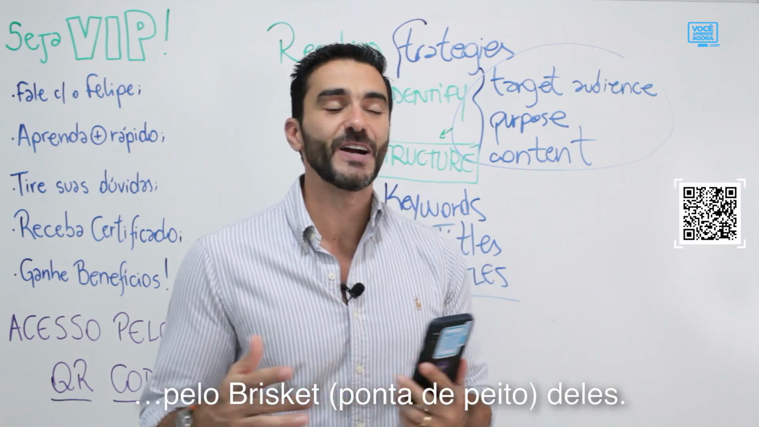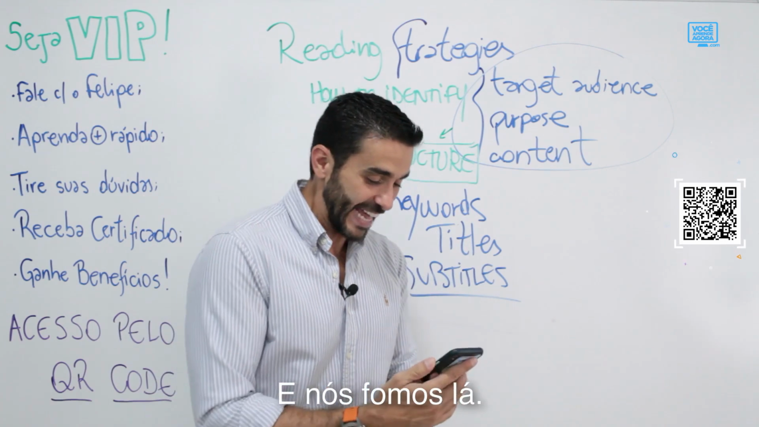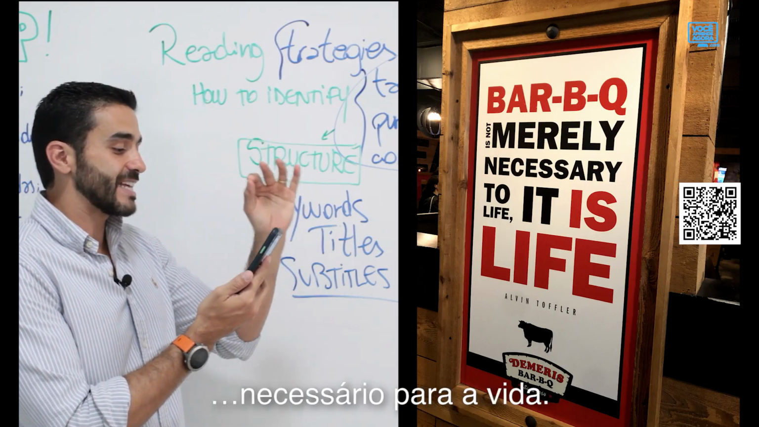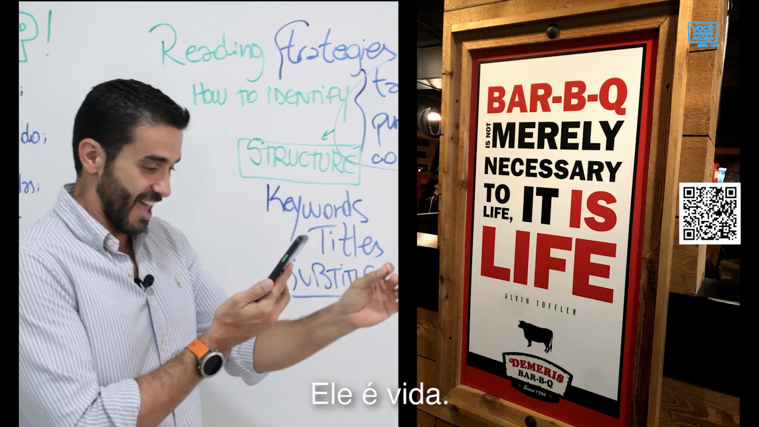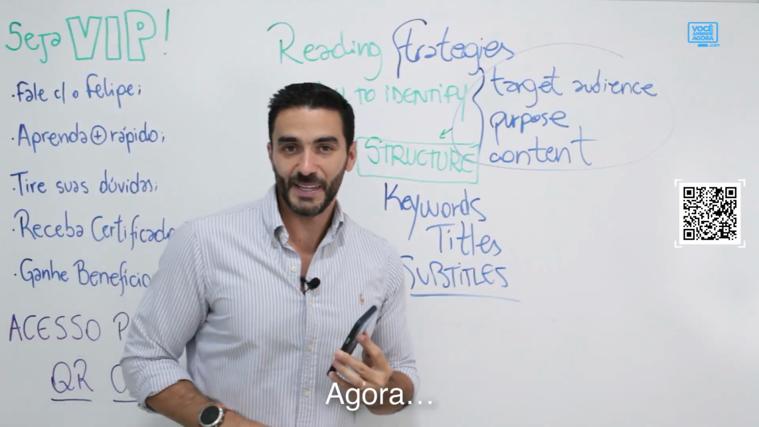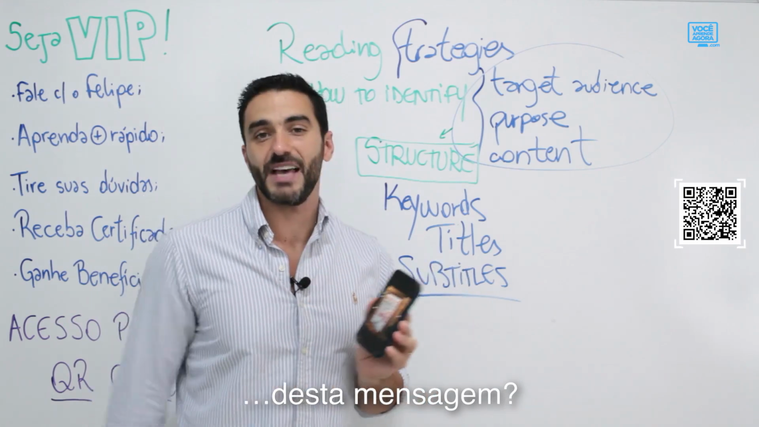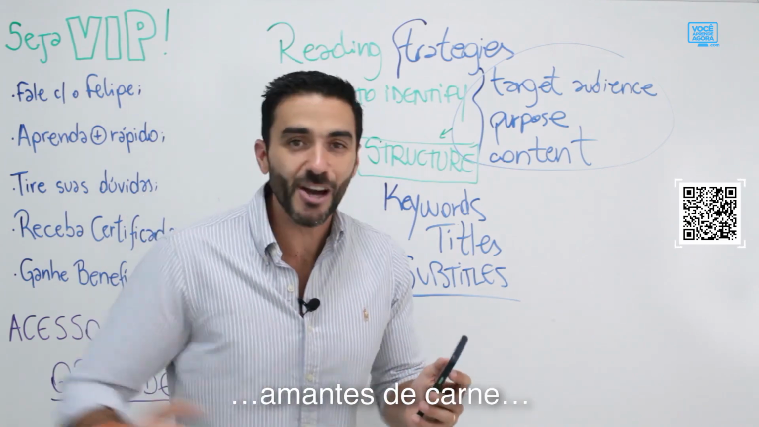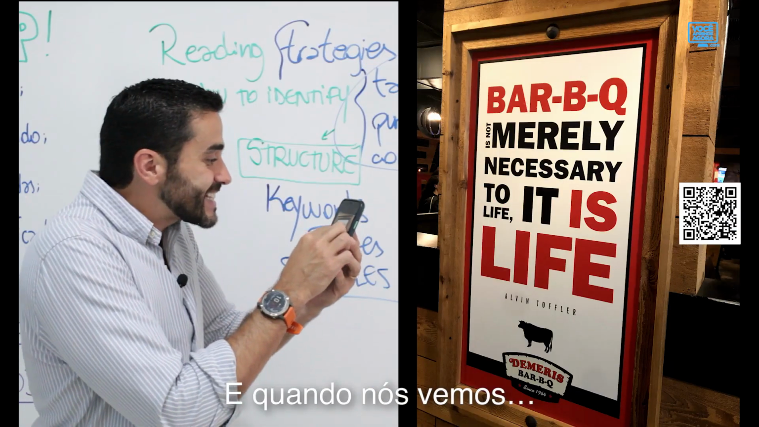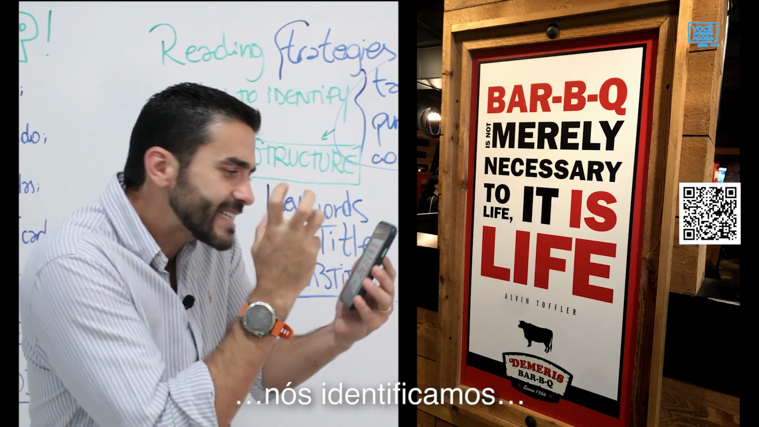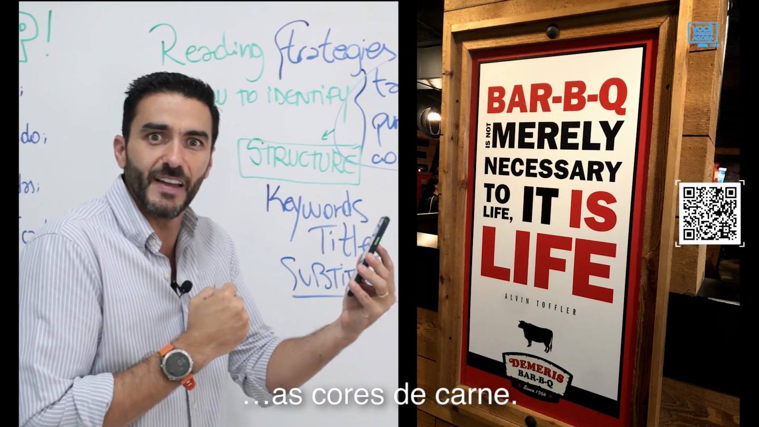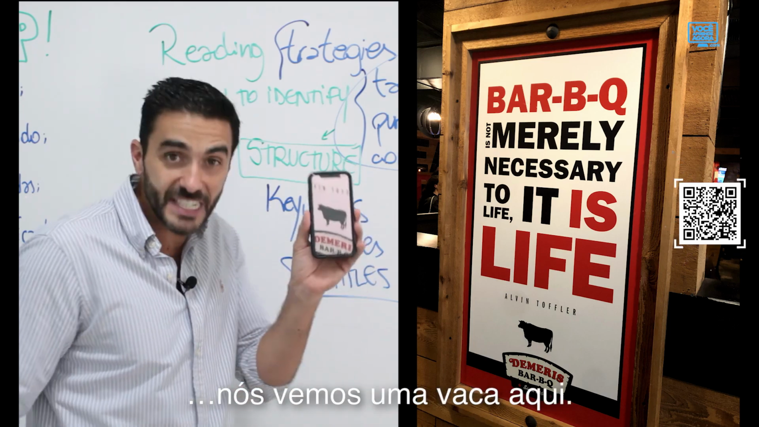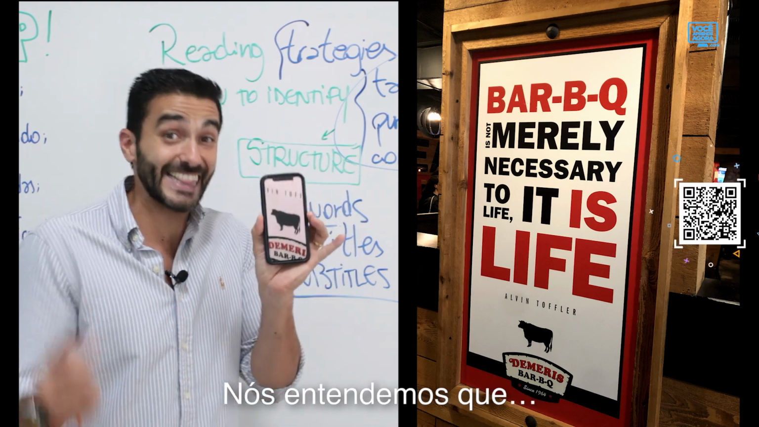They're famous for their brisket. And we went there. And at the entrance, there was this sign. Barbecue is not merely necessary to life. It is life. Now, what is the target audience of this message? Of course, the target audience is meat lovers, barbecue lovers. And when we see the colors, we identify the colors of meat, the colors of barbecue, the colors of coal. And we see here a cow. We understand that they serve red meat.